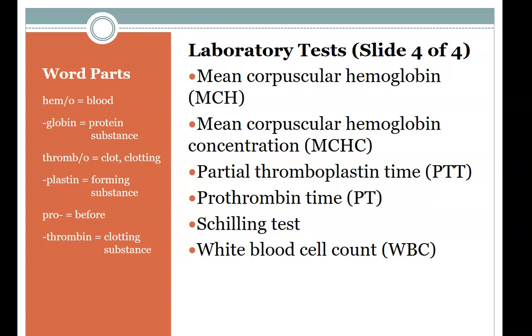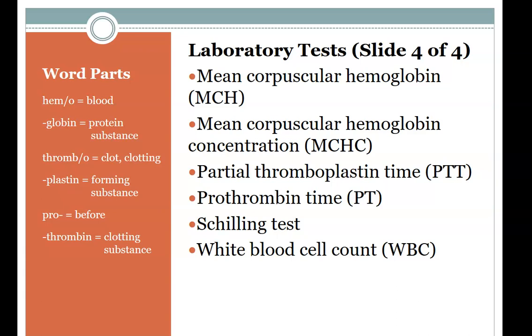A Schilling test is a nuclear medicine test to diagnose pernicious anemias and other metabolic disorders. A white blood cell count, the WBC, is a measurement of the number of leukocytes in the blood. An increase may indicate the presence of an infection. A decrease may be caused by radiation or chemotherapy.